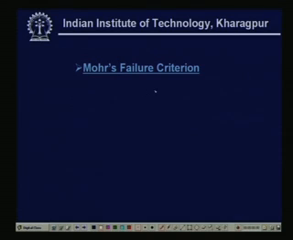Suppose we have conducted a test. The first test is a tension test, and the second one is a compression test. Then we got a result. One is the ultimate strength of the material in tension, and the other is the compressive test, which gives you the ultimate strength of the material in compression.